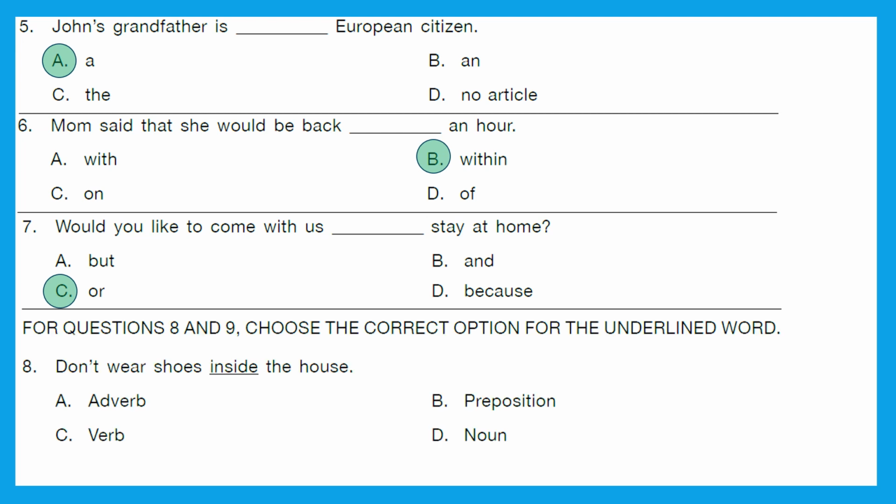Question 8. For questions 8 and 9, choose the correct option for the underlined word. Don't wear shoes inside the house. And here the underlined word is inside. Is it an adverb, preposition, verb or noun? Can you guess? It is a preposition because it is indicating the location in the inner part or surface of something. So the right answer is option B, preposition.